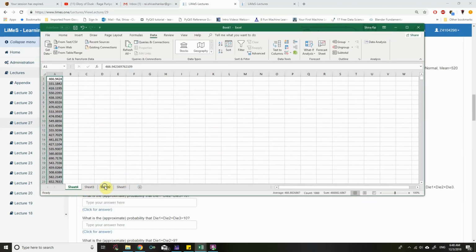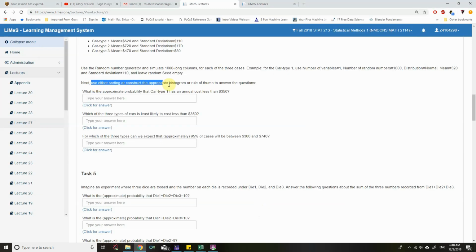So this contains car 1, this contains car 2, and worksheet 4 contains car 3. Use either sorting or construct the appropriate histogram or rule of thumb to answer the question. So let's go for a rule of sorting.